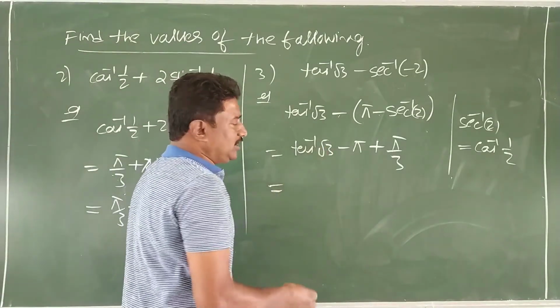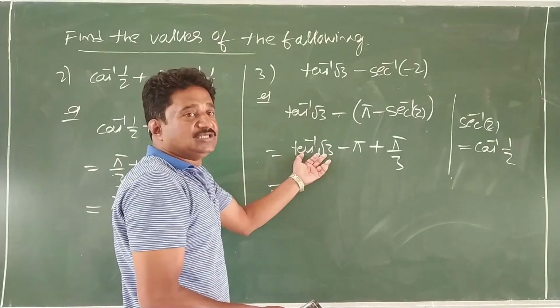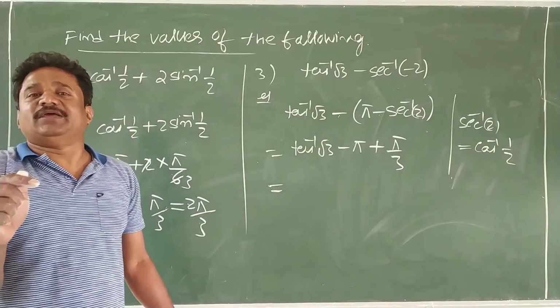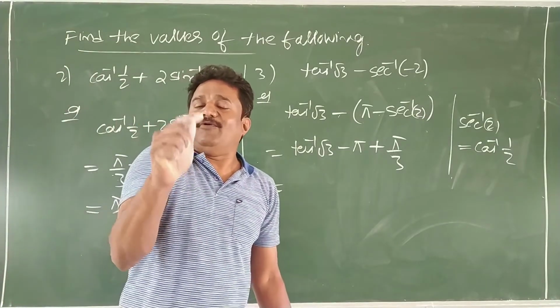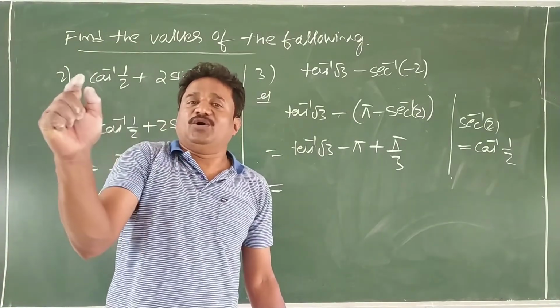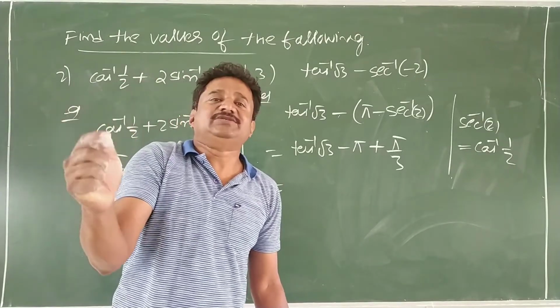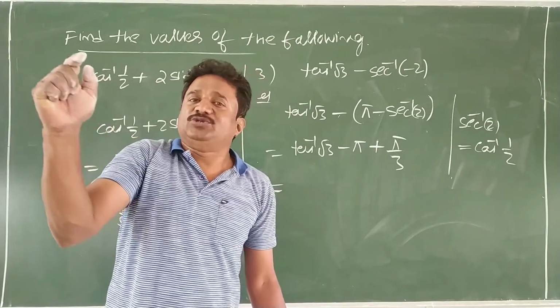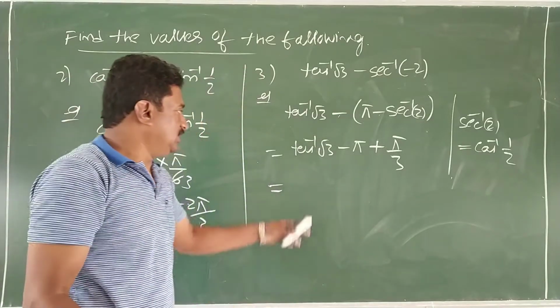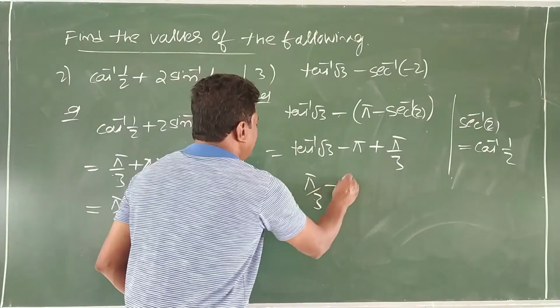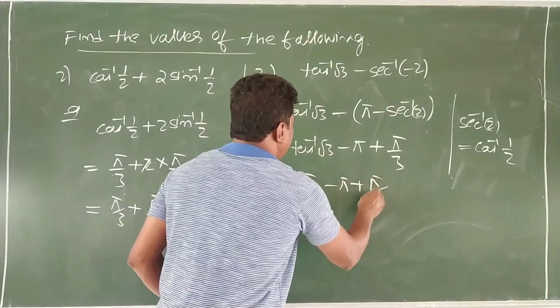Tan inverse root 3. Tell me the value of tan inverse root 3. 60 or 30? 60. 1 by root 3, I told you to remember. 1 by root 3 is for 30 degree. 1 is for 45 degree. So root 3 is for 60 degree. Is it 60 or 30? 60. Pi by 3 minus pi plus pi by 3.